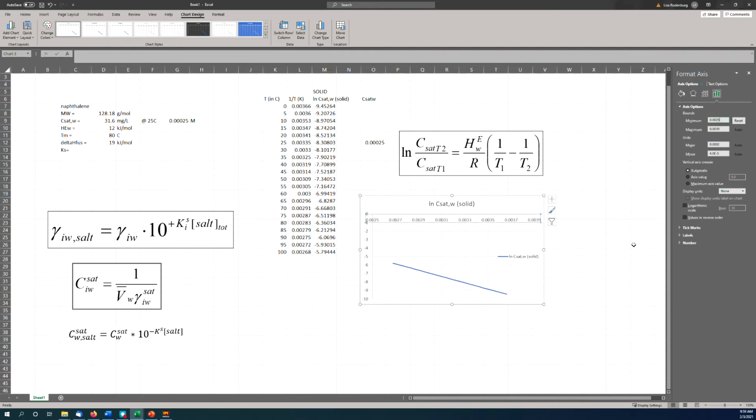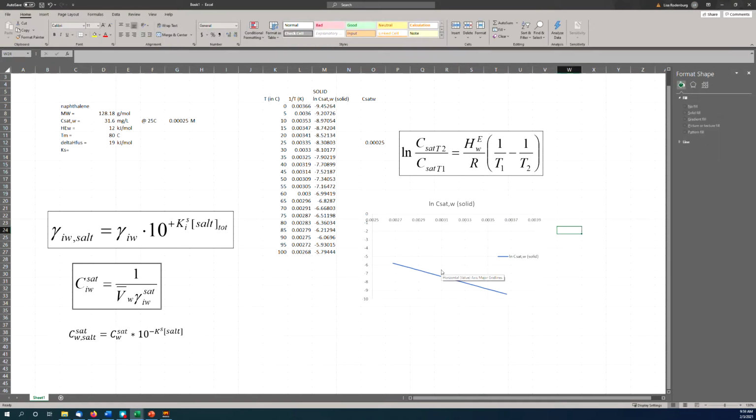0.025. There we go. Oh, that's lovely. So nice. Okay, so here's the solubility of our solid. The problem is that we've taken our melting point to be 80 degrees Celsius, which is right here. So at this point, this number is correct, but these numbers are not, because now the solubility is changing.